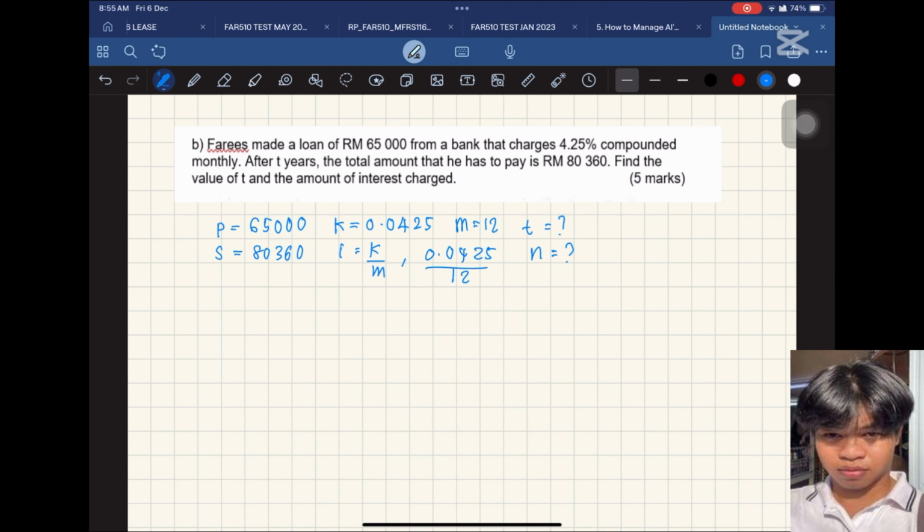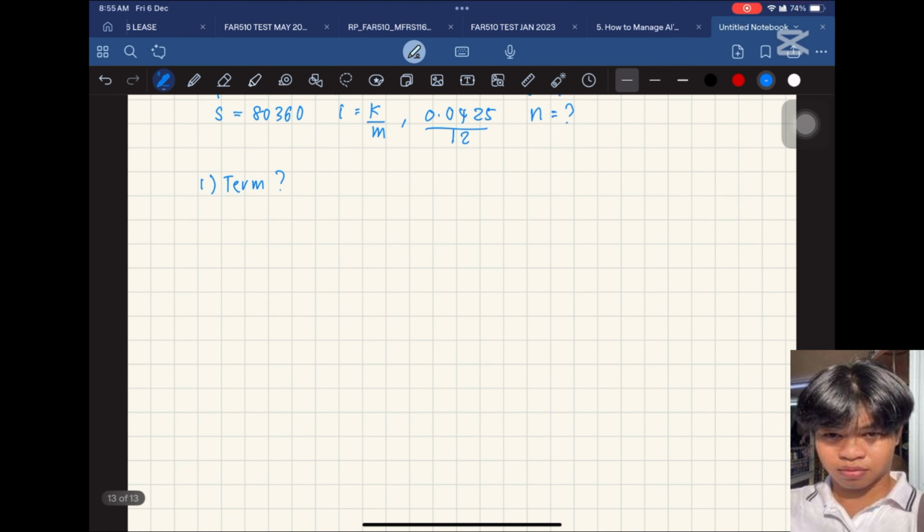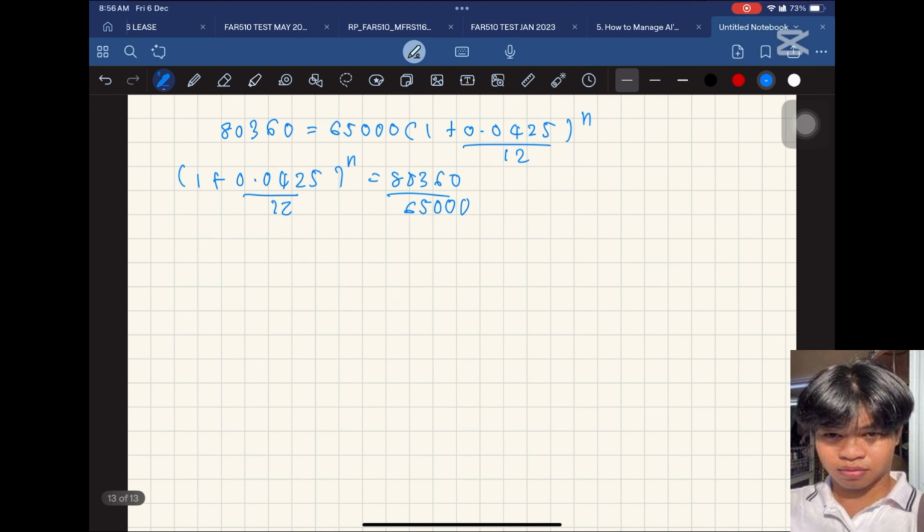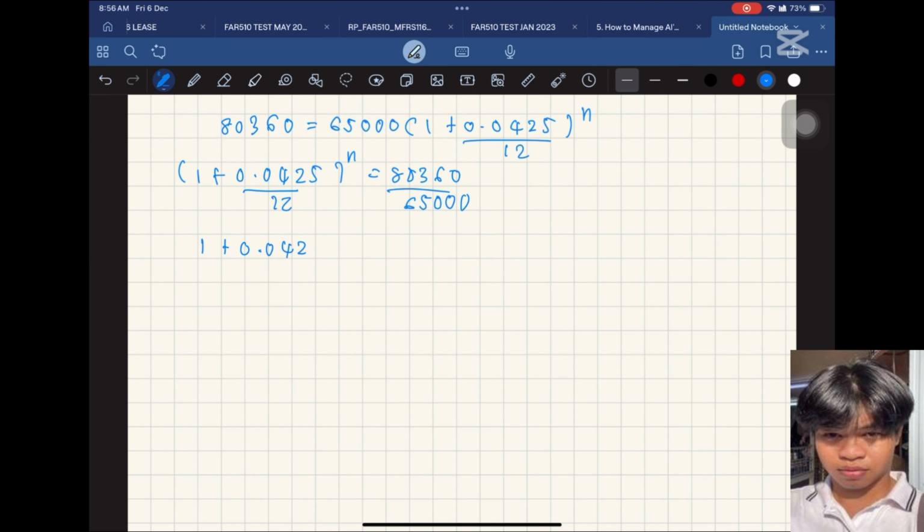For question 2B, you also need to put all the information into the solution. First, we want to find the term, where we use the compound interest formula. In the formula, 80360 equals 65,300 times (1 plus 0.0425 divided by 12) to the power of n. You move 65,300 to the left, divided into 80360, and you get 2009 over 1625.